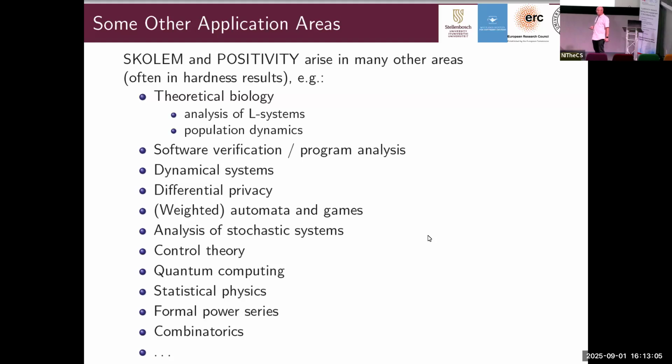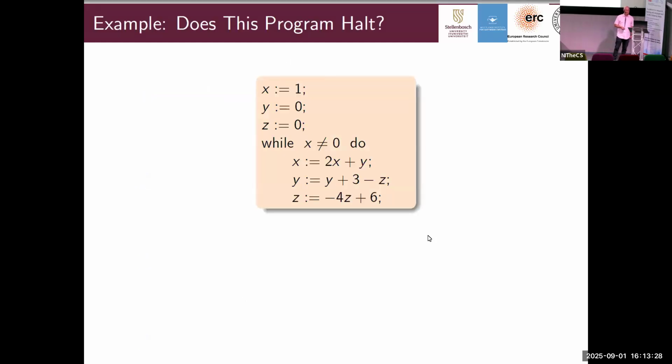In theoretical biology, you can imagine that you set up some model between the prey and the predator, and one of them, let's say the prey, has to always be positive, otherwise the system dies if it gets to zero. Then it's software verification, dynamical systems, weighted automata and games, control theory, quantum computing, statistical physics, formal power series, combinatorics, and so on. So let's go back to that example. What do you think? Does this program halt or not?